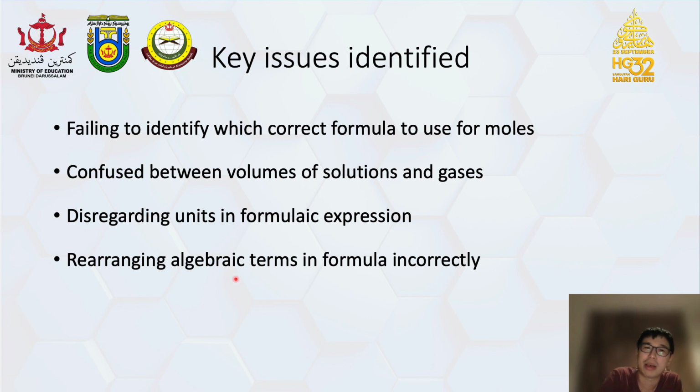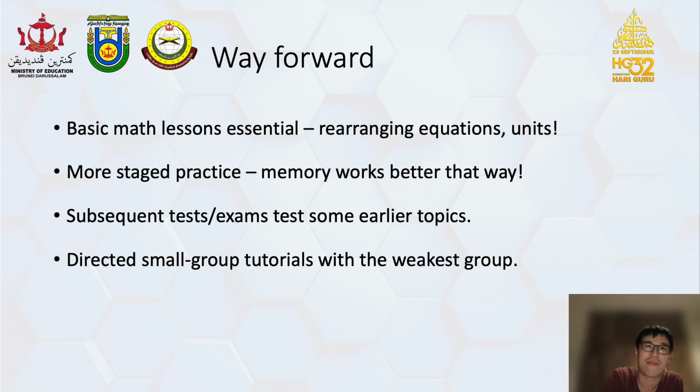And of course, students have problems rearranging terms, including the use of divide or multiplication, what is moving down there, what is moving up there. And something which I didn't show you, but I also did analyze, is that students kept on being confused with volume. When they see volumes in cm cubed, they thought it must be solution, or they thought it must be gas, and therefore these two have different formulas to use, so they end up using the wrong formula.